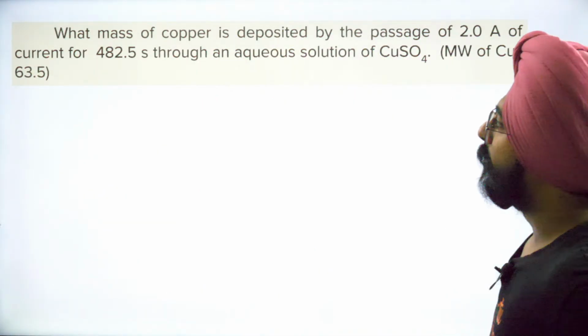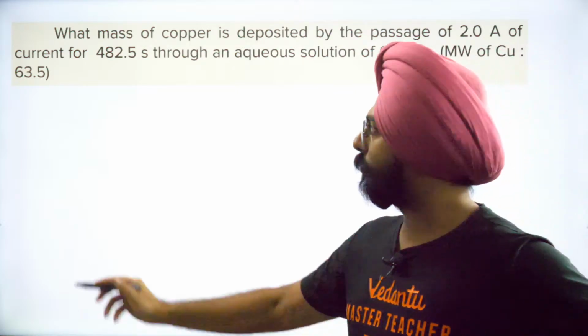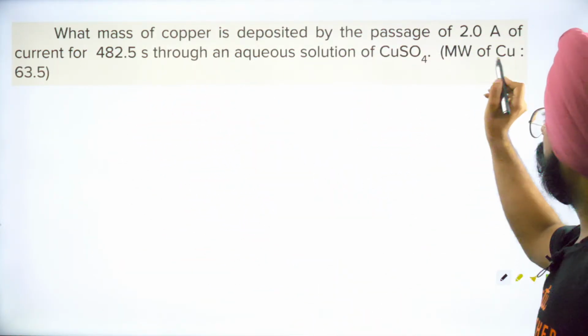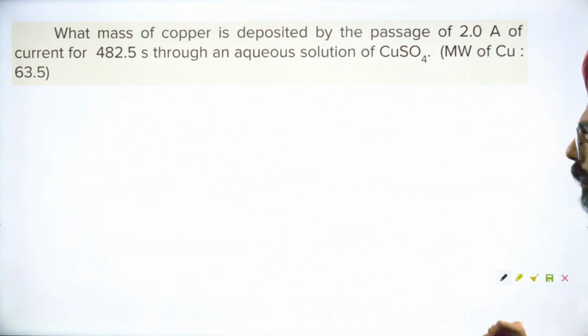Okay, let's go. What mass of copper is deposited by the passage of 2 amperes of current for 482.5 seconds through an aqueous solution of CuSO4? Molecular weight of Cu is 63.5. Let's solve this question now.